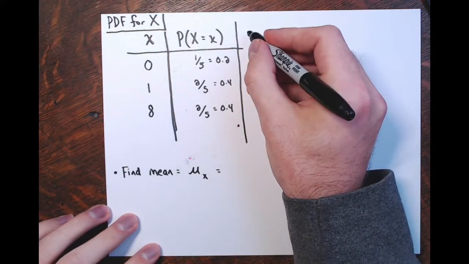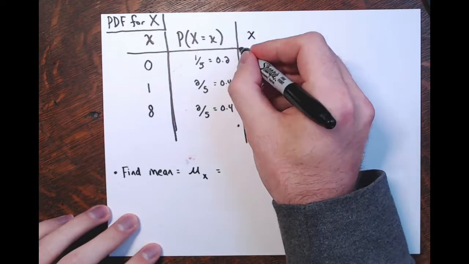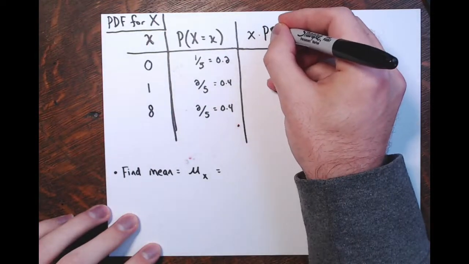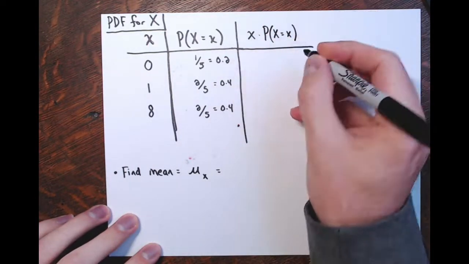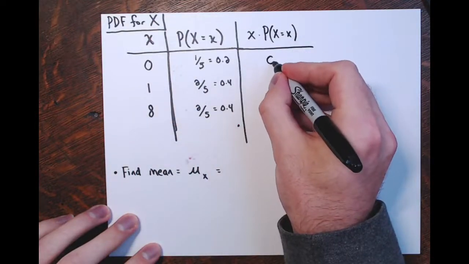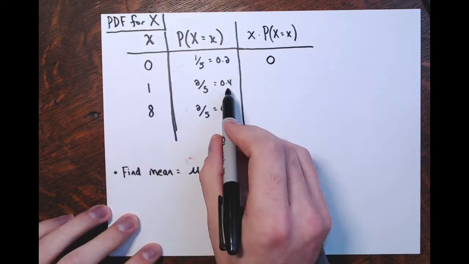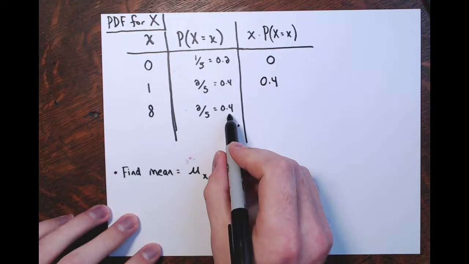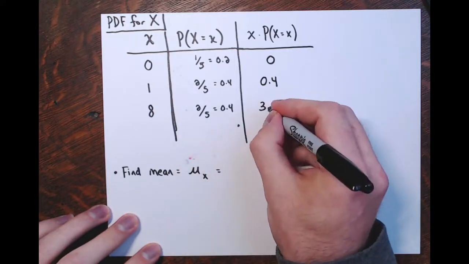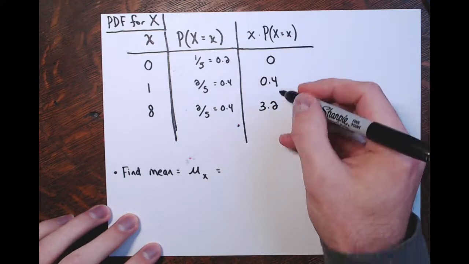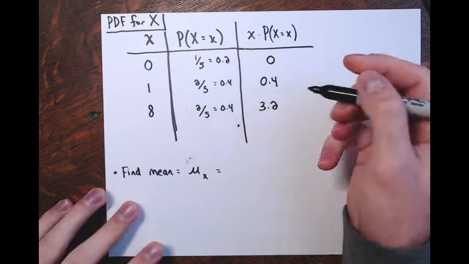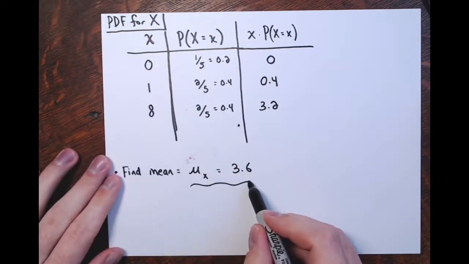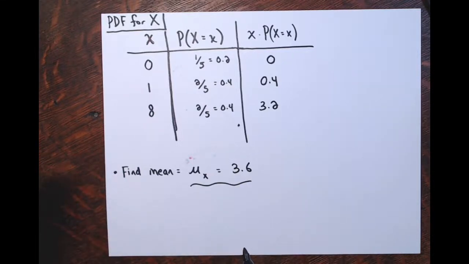And remember what I did. I'm going to make a new column here. You just take every possible value of x and multiply it by its corresponding probability. So 0 times 0.2 is 0. 1 times 0.4 is 0.4. 8 times 0.4 is 3.2. And then you just add these up: 0 plus 0.4 plus 3.2, 3.6. Right. So there's the expected value of x, or the mean of x.